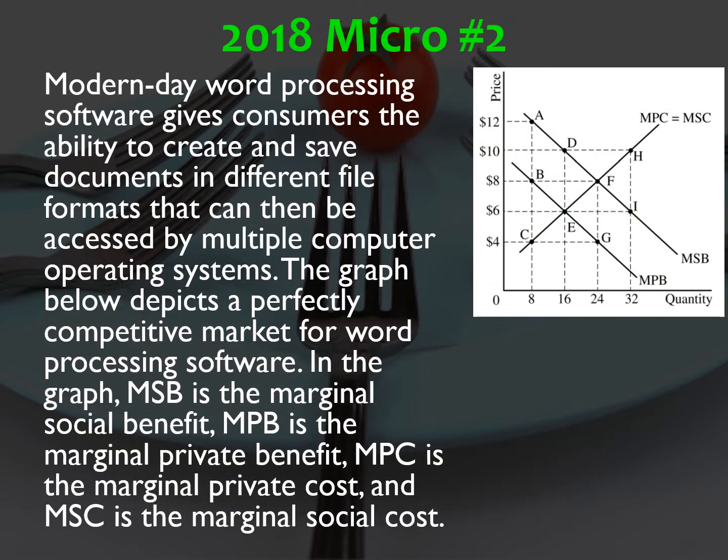Number 2. Modern-day word processing software gives consumers the ability to create and save documents in different file formats that can be accessed by multiple computer operating systems. The graph to the right depicts a perfectly competitive market for word processing software. In the graph, MSB is the marginal social benefit, MPB is the marginal private benefit, MPC is the marginal private cost, and MSC is the marginal social cost.